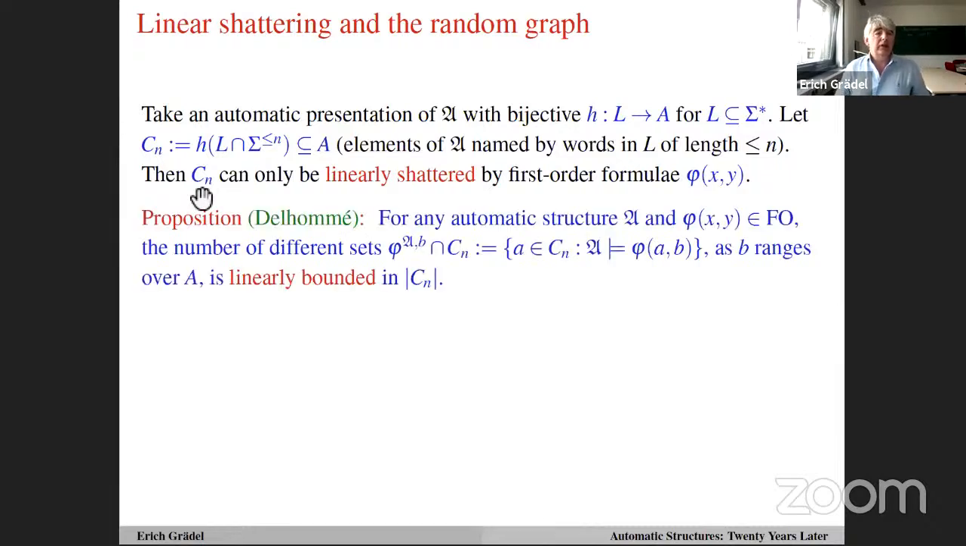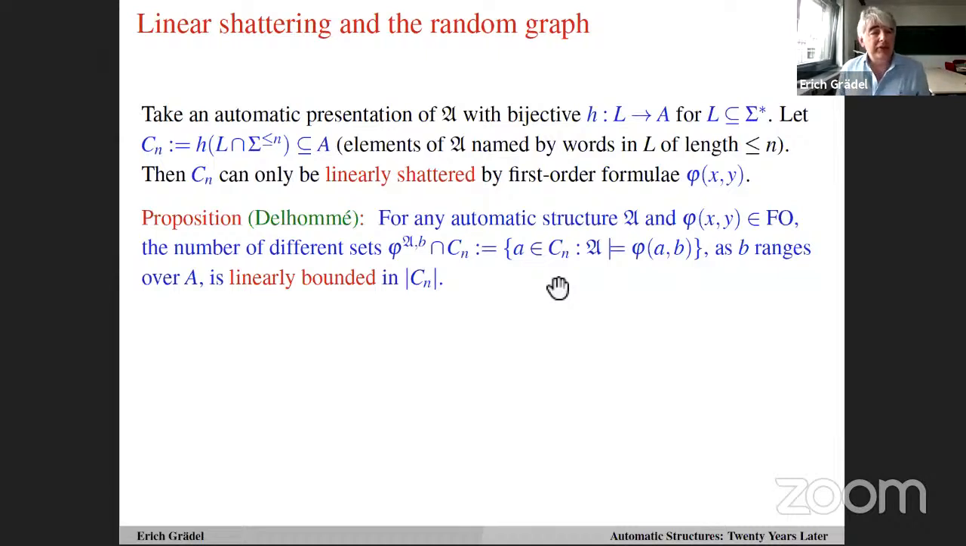In fact, a result proved by Delorme, again a long time ago, says that if we fix any such automatic structure and fix any formula phi with two free variables, then the number of different subsets of C_n defined by letting the parameter b range over arbitrary elements of the structure and considering the set of a such that phi(a,b) is true, so the number of different such sets, is linearly bounded in the size of C_n.